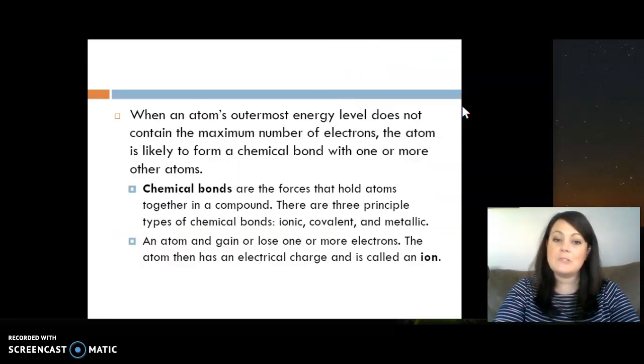When an atom's outermost electron energy level doesn't contain the maximum number of electrons, the atom is likely to form a chemical bond with one or more other atoms. Those chemical bonds are the forces that hold atoms together in a compound. There are three principal types of chemical bonds: the ionic, covalent, and metallic. An atom can gain or lose one or more electrons. The atom then has an electrical charge and is called an ion.